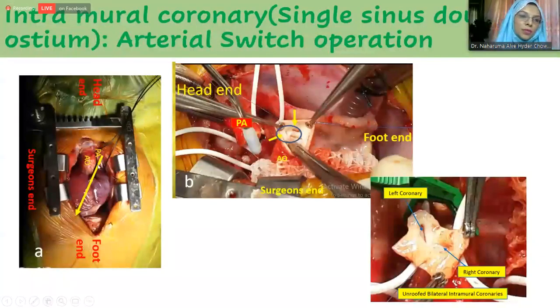And this is the perioperative finding. This is a dextrocardia, and an arterial switch operation was done, transecting the pulmonary artery and the aorta. If we see carefully, these are the two ostia from the left sinus. And this is the zoom view where the surgeon has unroofed the bilateral intramural coronary artery and we can delineate the left and right coronary intramural parts.